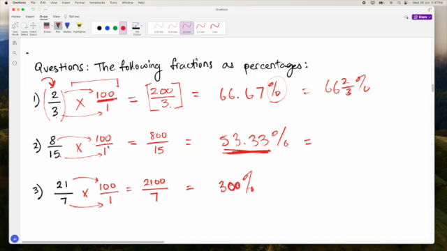8 over 15 multiplied by 100. So 8 over 15 as a percentage gives you 53.33%. And you can see an improper fraction here, 21 over 7. So remember, you're just multiplying numerators, multiplying denominators, and so you get 2100 over 7. So that's 300%. You can definitely see that the whole is 7, right? And we have 3 times more than 7 up there.